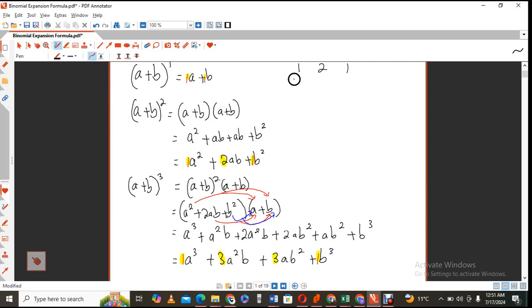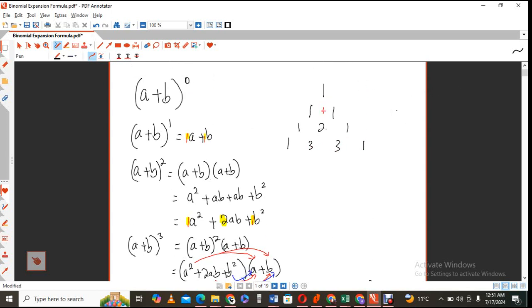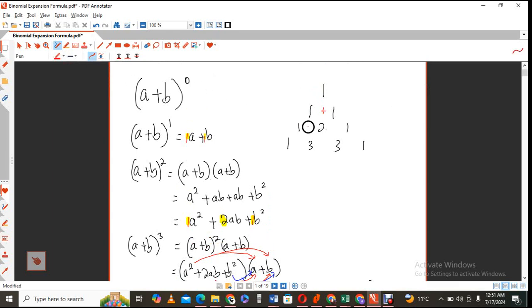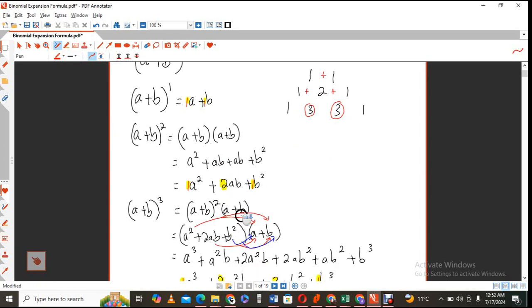Right, so if I was to go back and I write it in here, I'll have my 1 over here for the coefficient. I have a 3, I have another 3, and then I have a 1. So looking at this pattern here, you would see that 1 plus 2 gives you this 3 over here, and 2 plus 1 gives you this 3 over here. And so we can continue without having to do this long binomial expansion.